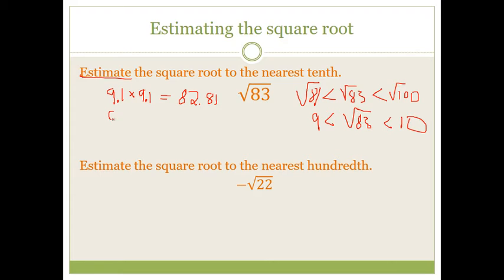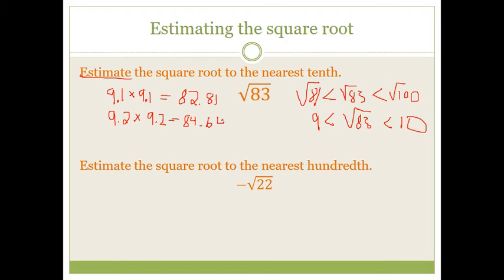Maybe I'll try next 9.2. Remember, I'm just trying one place past the decimal point because it says round to the nearest tenth. So then I go onto my calculator and I would try 9.2 times 9.2. And when I do that, I get 84.64.